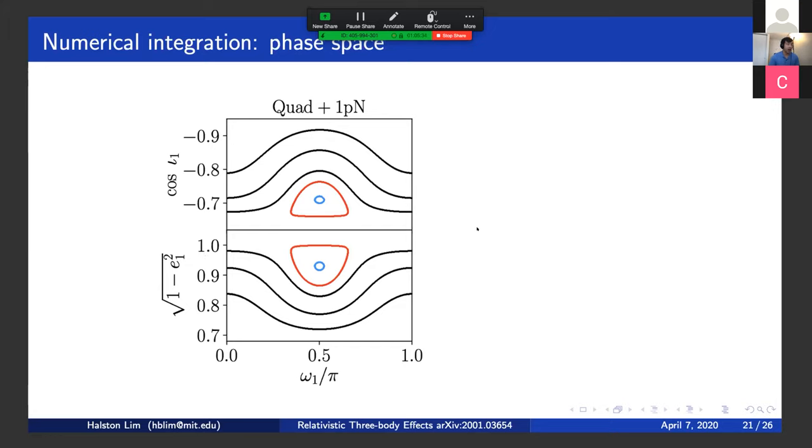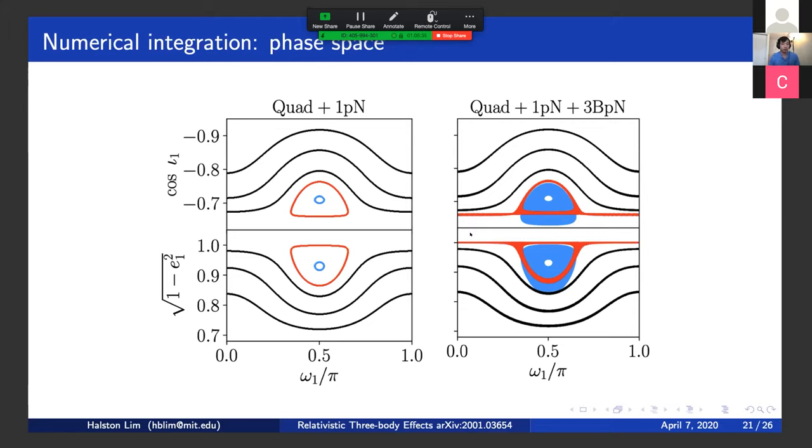And if we add the three-body PN effects, you see that the trajectories look a lot different for these two in particular. These are initialized with the same parameters, and the trajectories are chaotically thickened in phase space. And in some cases, the eccentricity reached is a lot higher.